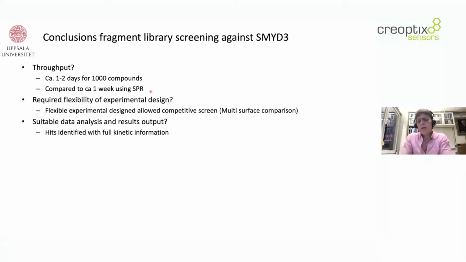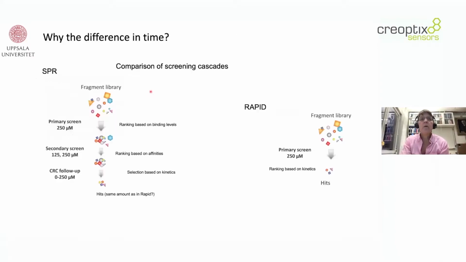One of the things that you can wonder is how can this be so much faster as compared to a standard screen using SPR? Well, the difference is that when we screen using SPR with the instruments that we have, we usually do a primary screen first that we rank on the binding levels, and then we have a secondary screen where we rank based on affinities, and then we do a follow-up. There's an error in this slide, I realize, but this is based on selections.